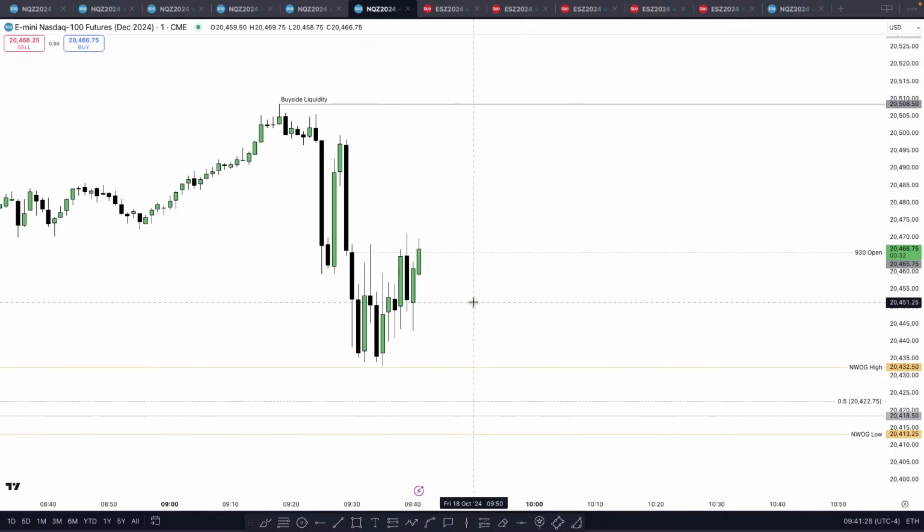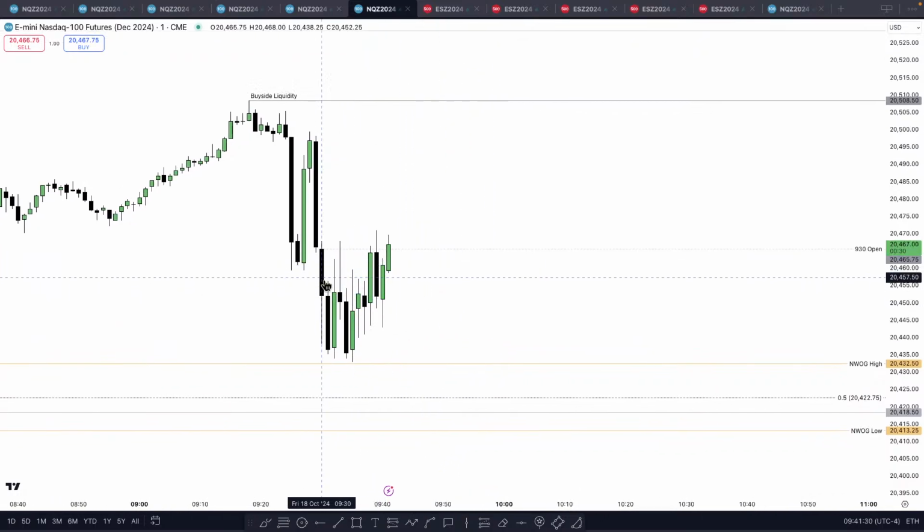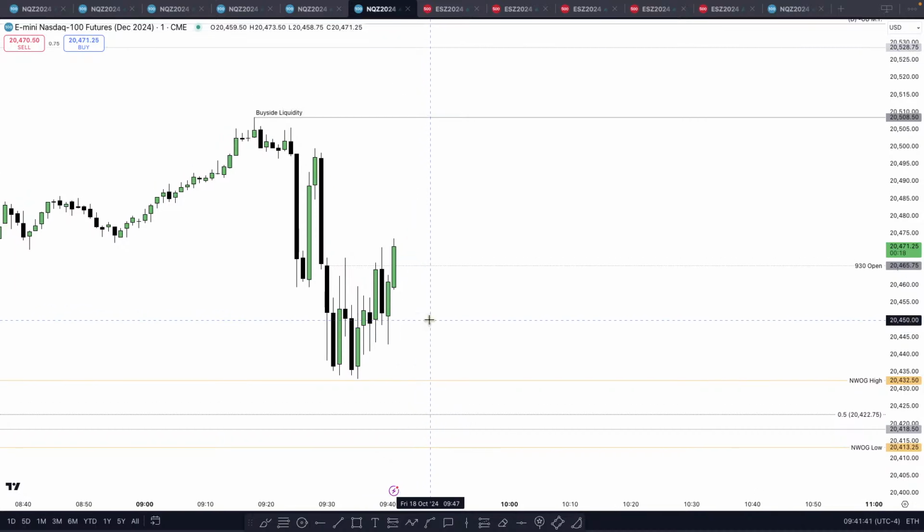So now 930 open was right here. We're looking for the first fair value gap after that to classify as our 930 fair value gap, which is very significant to us. And we haven't gotten that yet. So see how it's just patient trading. We're letting this opening range play out, right?